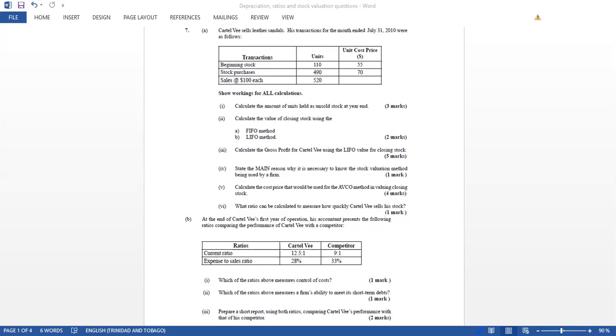Is everybody seeing the question clearly? If anyone isn't, let me know. You could even send me a WhatsApp message or an email message and I will send it to you if you didn't access it before.